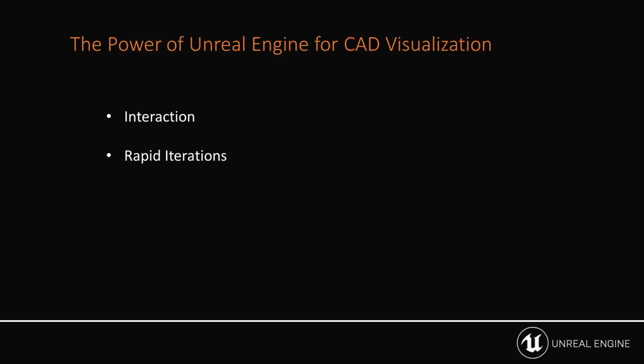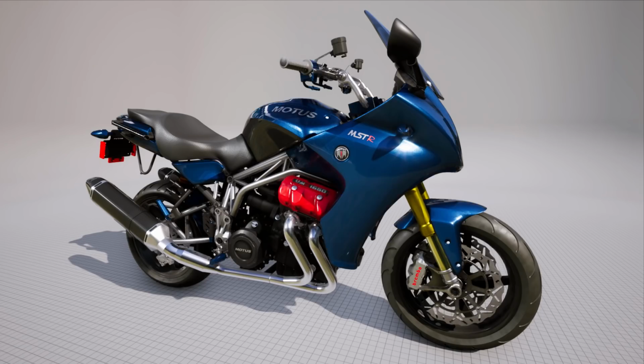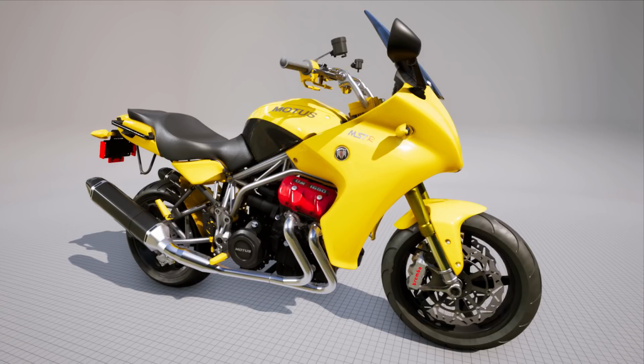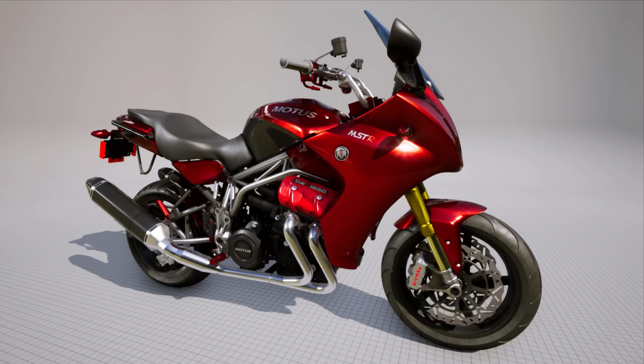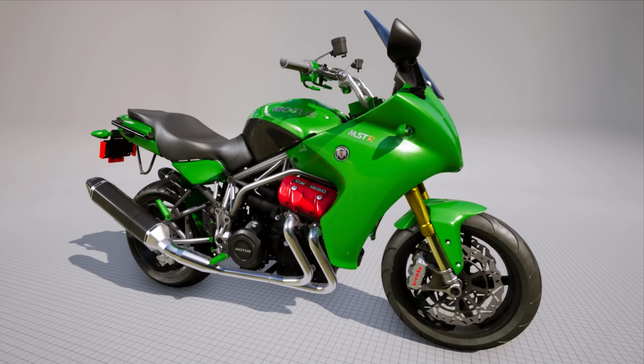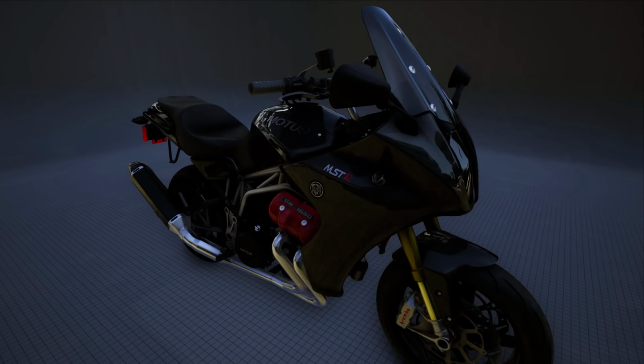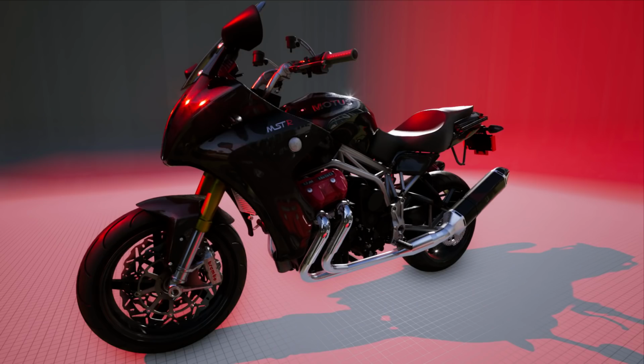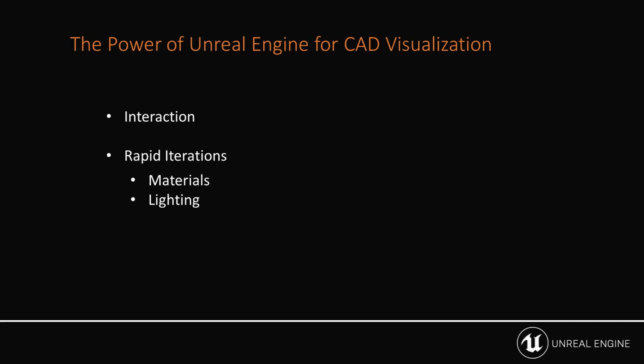Also, rapid iterations here, the ability to change materials on the fly, changing paint jobs, taking a look at how the motorcycle would look with different paint liveries on them. As well, we can explore different lighting environments, how the design works in different lights, for example, under a different red kind of glow here, for that matter.